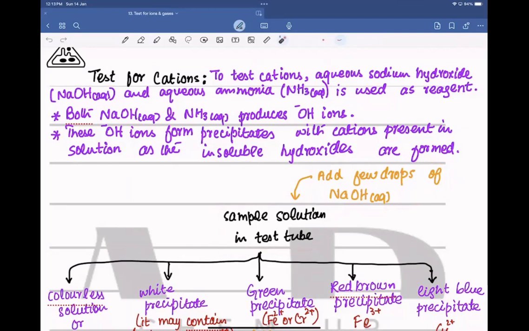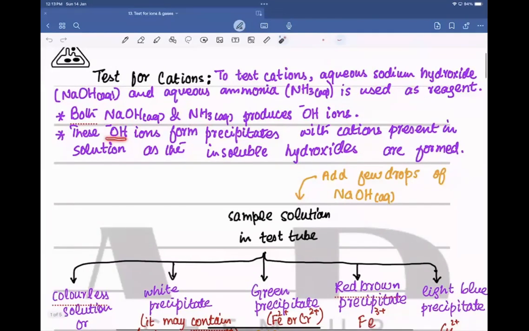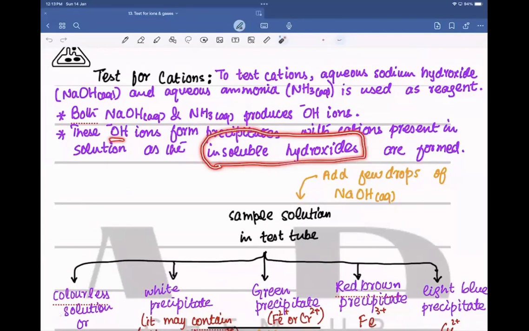Basically, these two substances produce hydroxide ions, okay? And we have discussed the solubilities of the hydroxides as well. The cation present in the solution, if it forms an insoluble hydroxide, then that hydroxide forms a precipitate. As it is water insoluble, it doesn't stay in the solution. Instead, it comes out and forms solid particles, which we call a precipitate. By observing the color of the particles and their further solubility in excess sodium hydroxide or excess ammonia, we will be able to identify which positive ion it is.